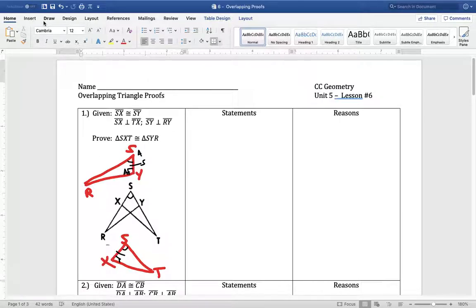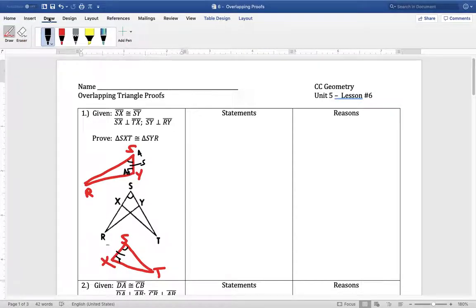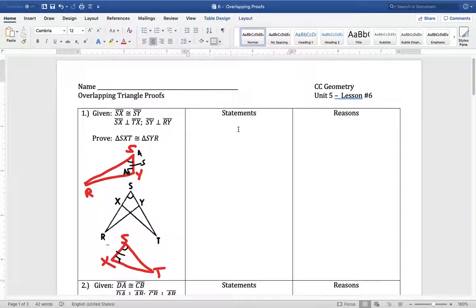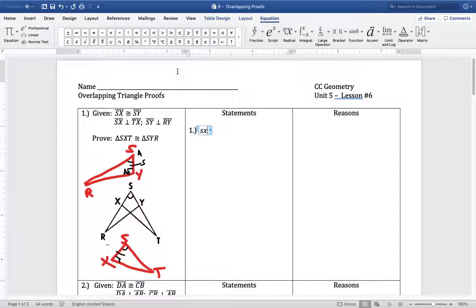and we'll talk about how to put all of this stuff into proof form. Okay. So for the first step, obviously we're going to put our givens. We'll have things such as SX is congruent to SY. I'll do this in equation editor here, these in caps.